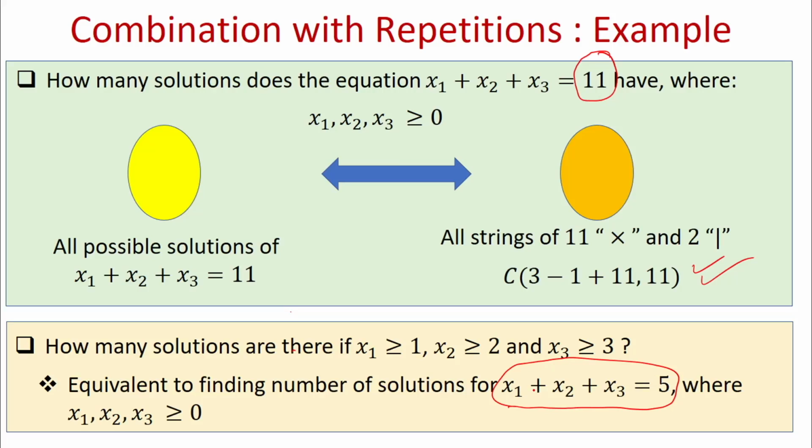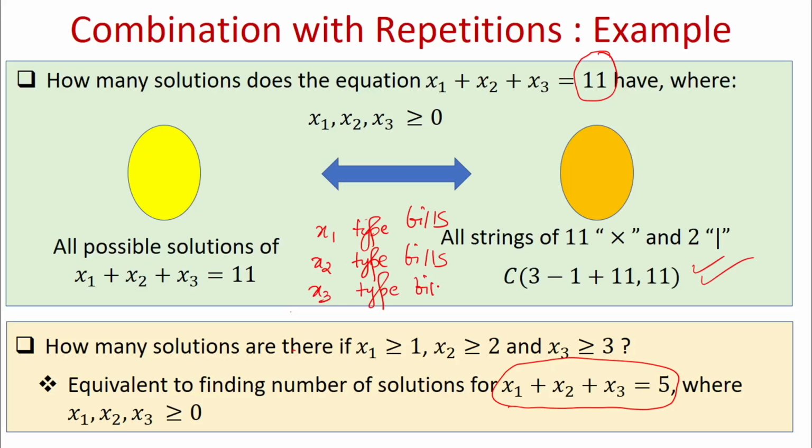Why so? Because again, if I consider the bill analogy, you have bills of denomination x1, x1 type bills, right? You have x2 type bills, and you have x3 type bills.